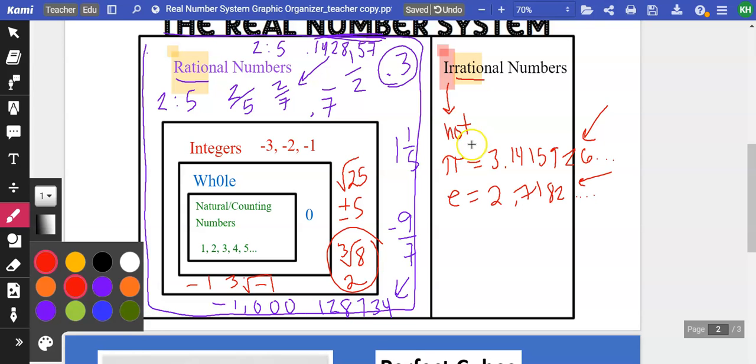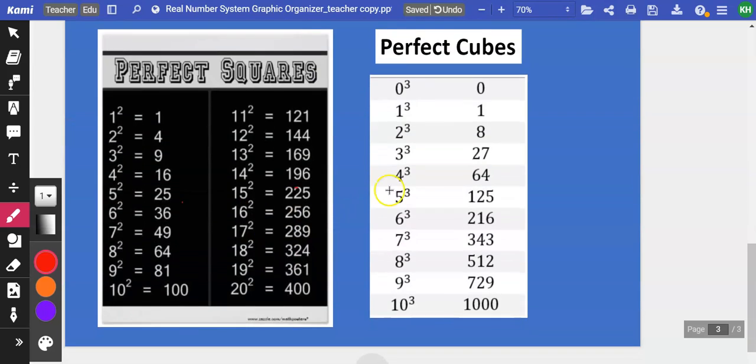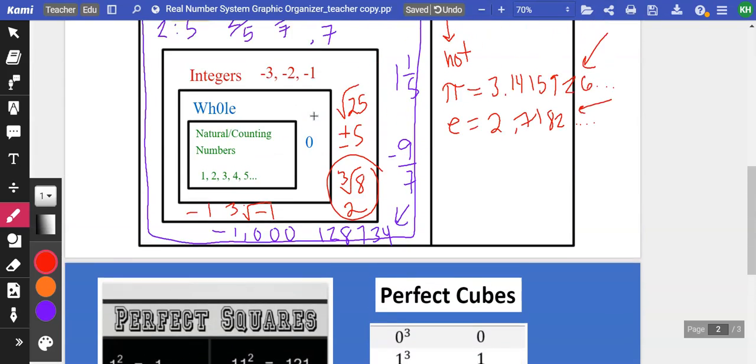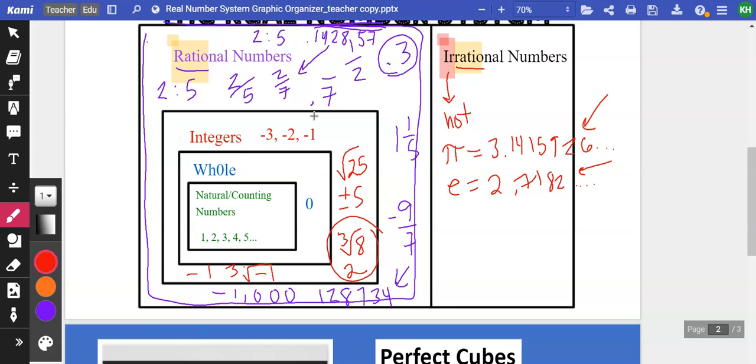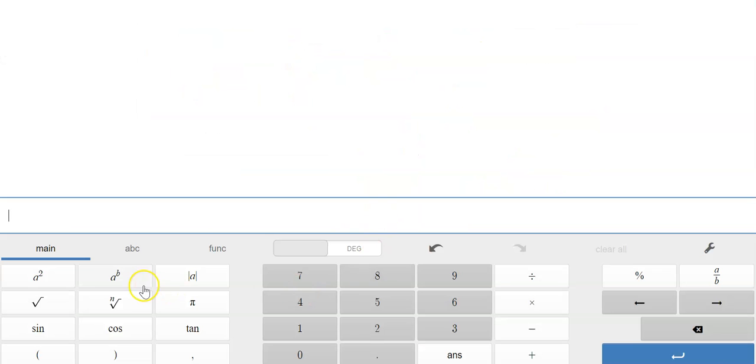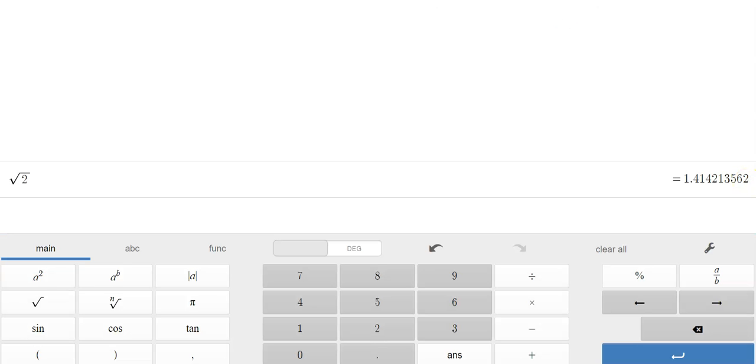All right, now let's look at the perfect cubes and the perfect squares. Now, if you take the square root of a perfect square, you're going to get an integer, which is rational. But if you take the square root of a non-perfect square, you're going to get a number that is irrational. For example, the square root of 2. Let's type that into the calculator. The square root of 2 is equal to 1.41421356, etc. It goes on forever, and there's no pattern.